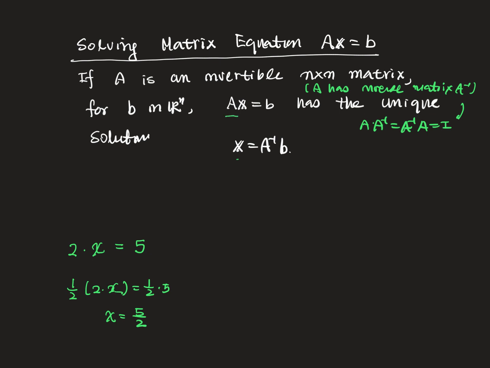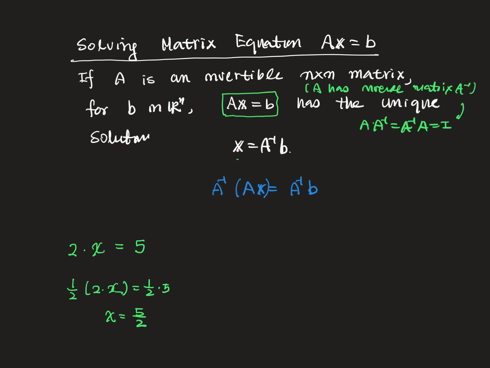Let's use this equation: Ax equals b. This is a matrix equation, and we do the same process. On both sides, we multiply by the inverse matrix. Be very careful, because order really matters when multiplying matrices. You multiply by A inverse on the left side, and you also put A inverse on the left side of the right-hand side.